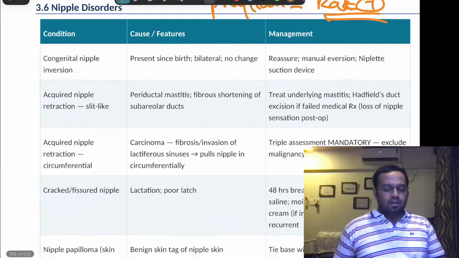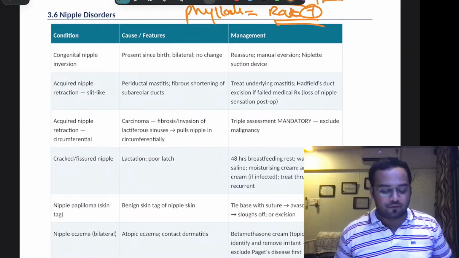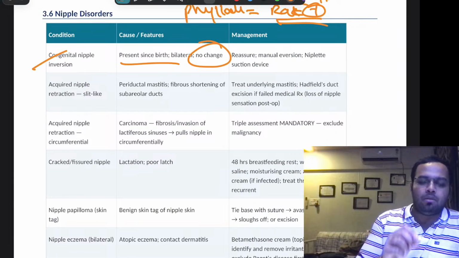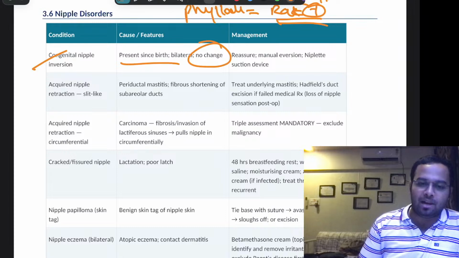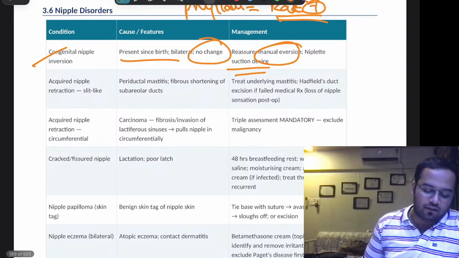So what are the nipple disorders? If we talk about nipple disorders, there are a few. I'll just run through them. You are already familiar with them. Congenital nipple inversion is present since birth, no change. Only problem is during the time of lactation, the female might have problem with breastfeeding. So manual eversion can be done, or a suction device. There is a suction device which you can apply, which is going to evert the nipple.